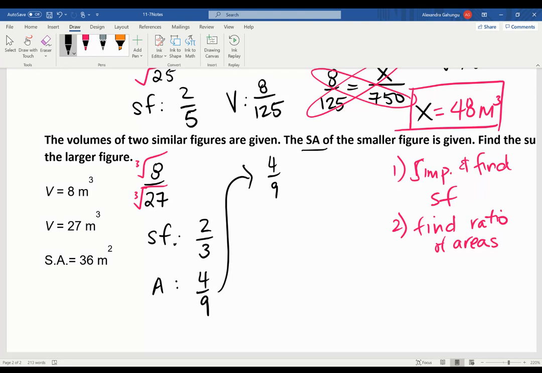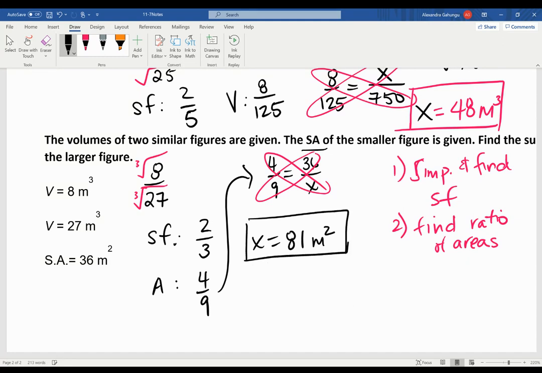I need to find the surface area of the larger figure. So 4 over 9 means small over big. So 36 over x. You can cross multiply, or you can say, okay, 4 to 36 was times 9, so 9 times 9 will give me x. So x is 81 at surface area, so it's meters squared. And that is it for chapter 11.